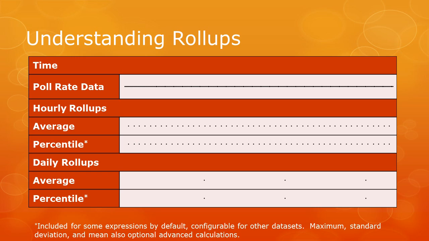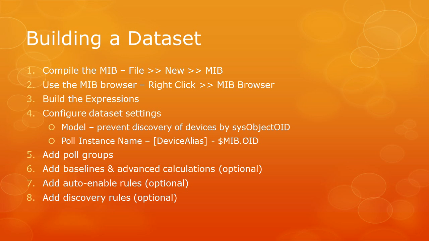The dataset contains a configuration around which rollups to calculate and how long to retain each level of data. Now, most of the time, poll rate data is only kept for a couple of weeks. Daily data is kept for a month or 3, and longer rollups have much longer retention settings.